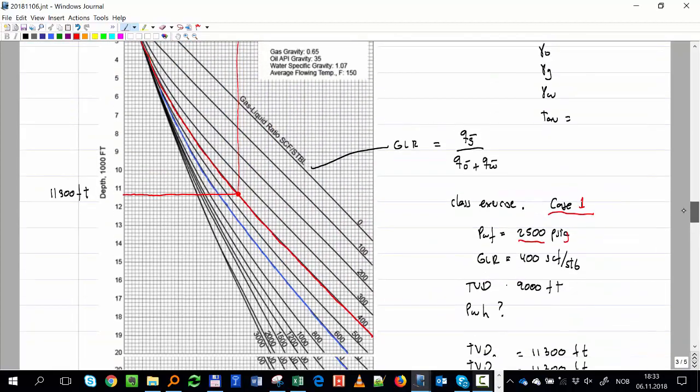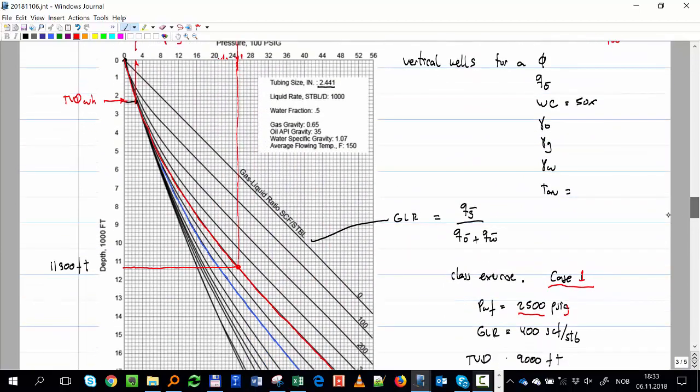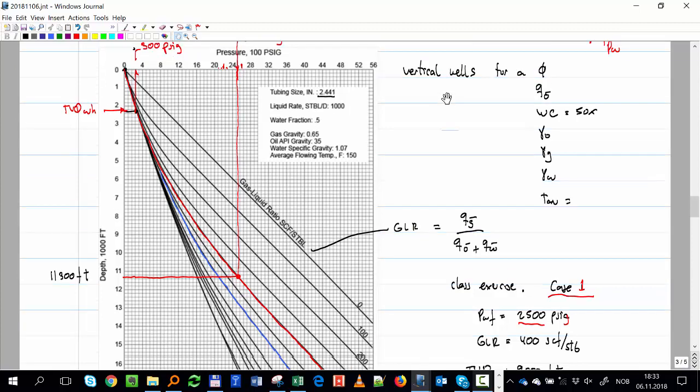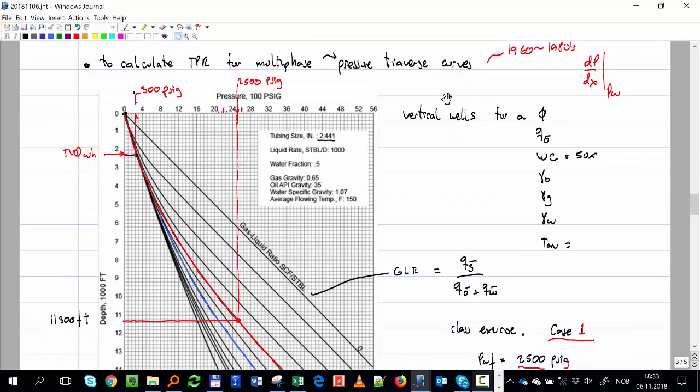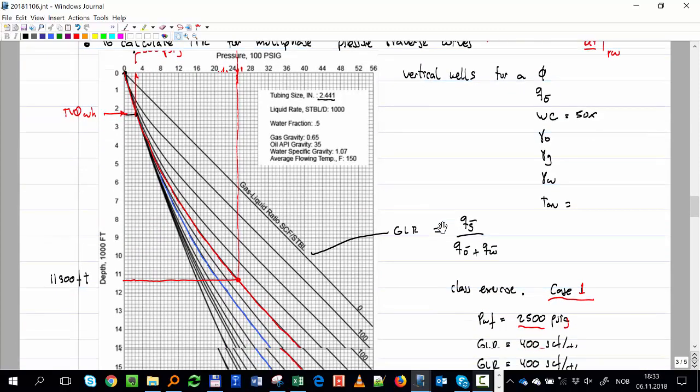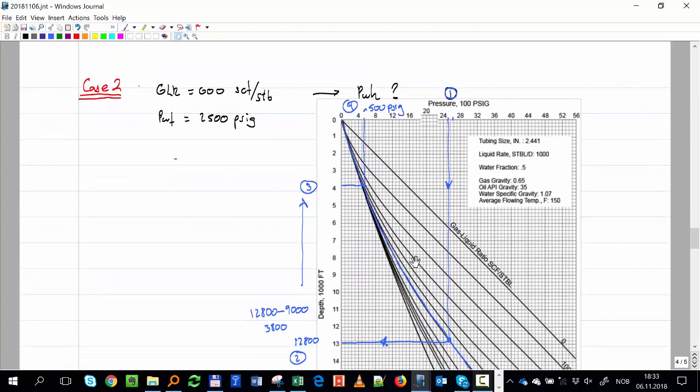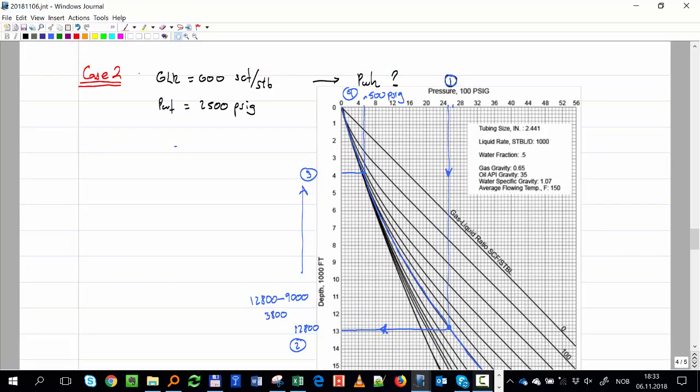So the first case, we already understood, 2500, right? We come here with 400, the red curve, to the left, 11,000, and then we have to go up. We are at the bottom hole, then we go up. That means 2,300, and then we read pressure. Pressure is around 300 psi. No problem, easy peasy.